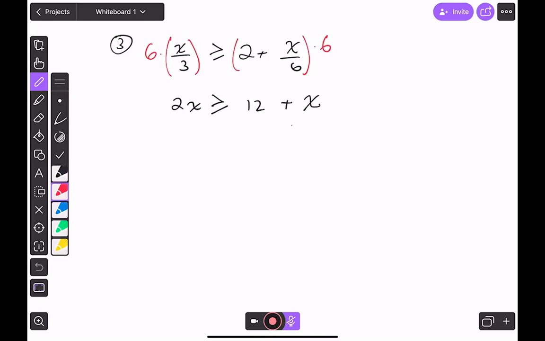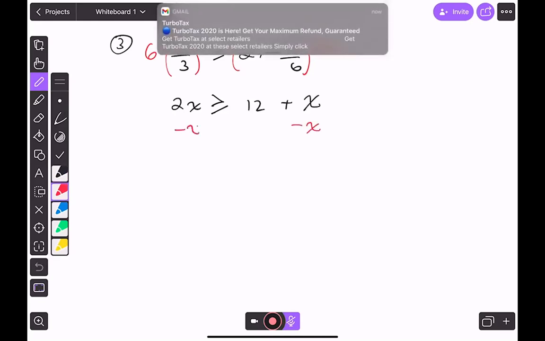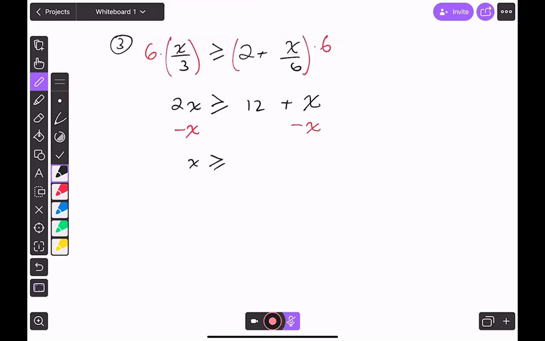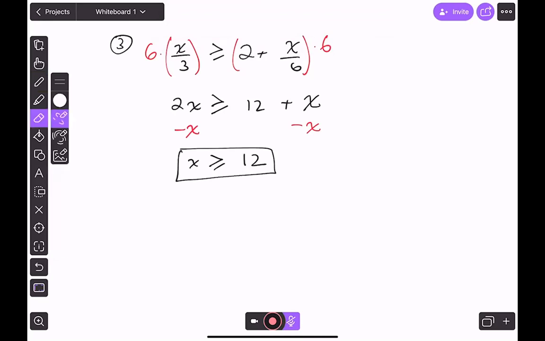The next thing I would do is subtract x from both sides. This is a linear inequality. And what do you get? You get something pretty simple. You're going to get x greater than or equal to 12. This is a solution to the problem. It can be easily read. What does it say? X is greater than or equal to 12.